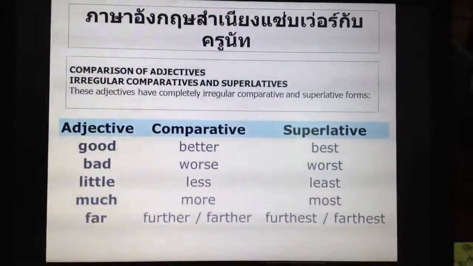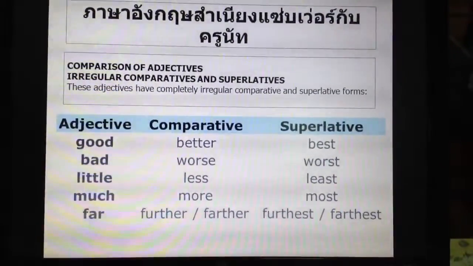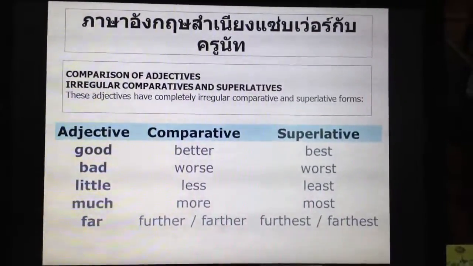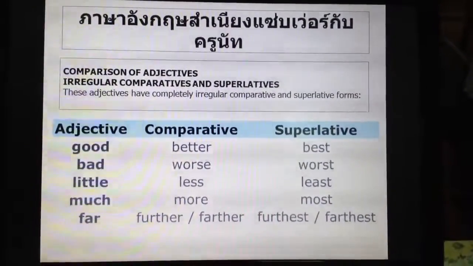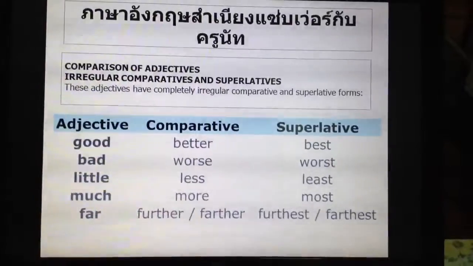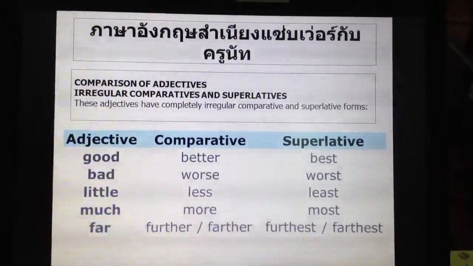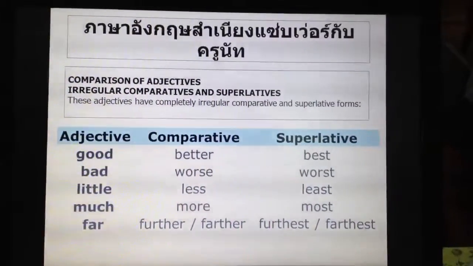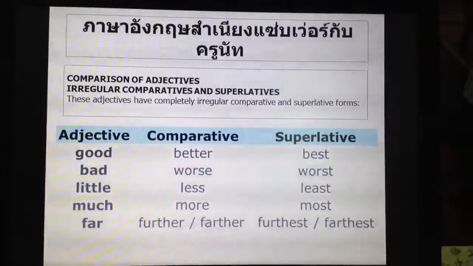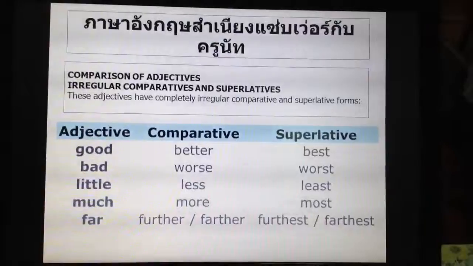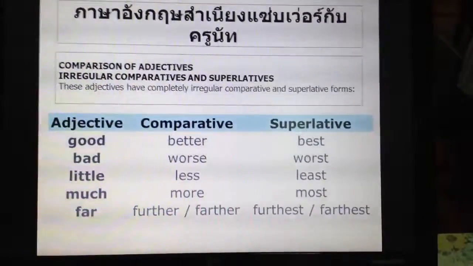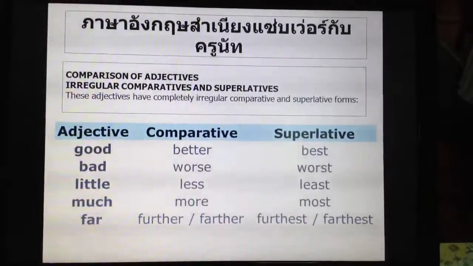Comparison of adjectives: irregular comparative and superlative. These adjectives have completely irregular comparative and superlative forms. For example, good, better, best. Bad, worse, worst. Little, less, least. Much, more, most. Far, further or farther, furthest and farthest.